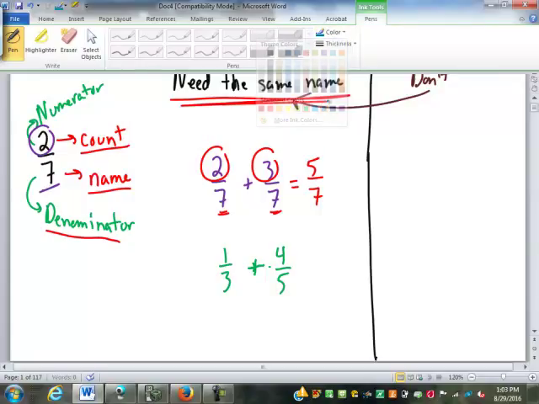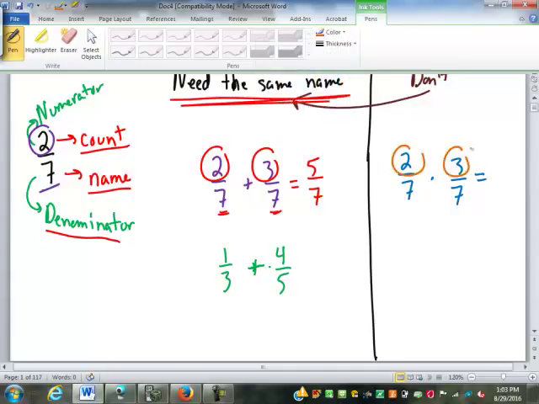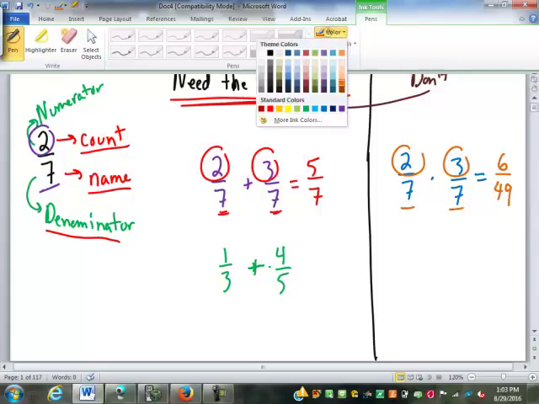On the other side, multiplication. If I have 2/7 times 3/7, I combine the counts. 2 times 3 is 6, but I also combine the names. 7ths times 7ths is 49ths.